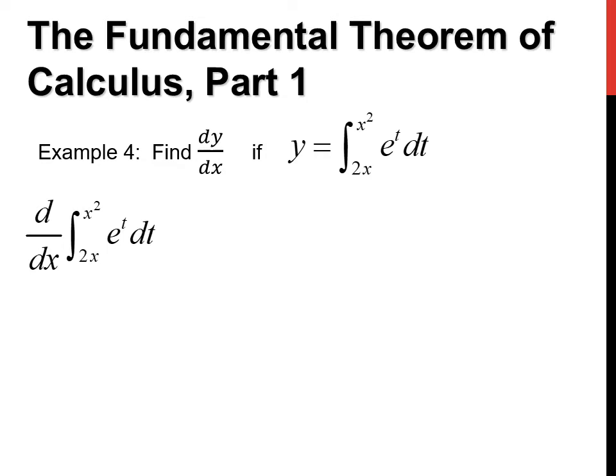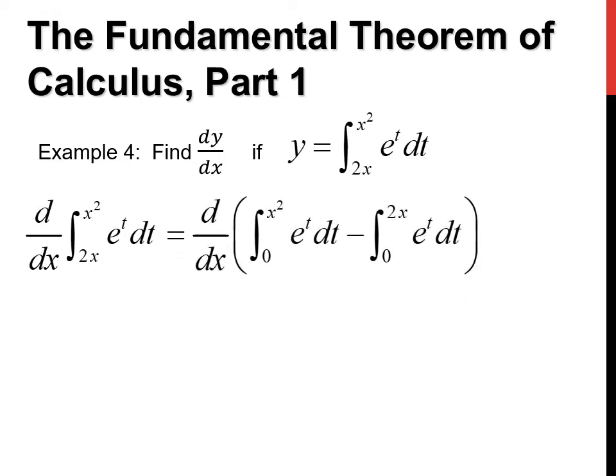So we'll be forced to break it into two integrals, where we can take an arbitrary constant number so that we can integrate from 2x to 0 and then from 0 to x squared and take the sum of the two integrals. Okay, this is what it means. d by dx of the integral of e to the power of t dt from 2x to x squared is the same as d by dx of the integral from 2x to 0 of e to the power of t dt plus the integral from 0 to x squared of e to the power of t dt.